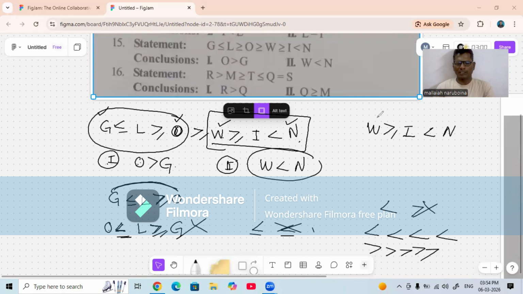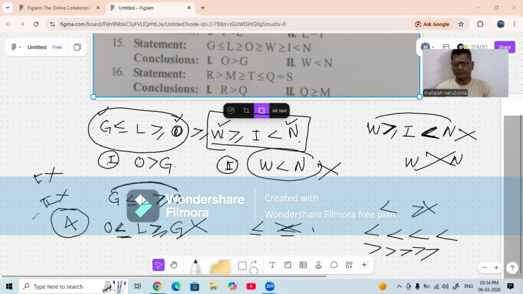From this I can write first letter, last letter: W, L. Greater than, here less than given. Greater than, less than is not possible. All must be greater than or all less than. Here one greater than is given, one less than is given. So this is wrong. Second conclusion also wrong. So one is wrong and second conclusion also wrong. In that case, we have to choose answer 4.